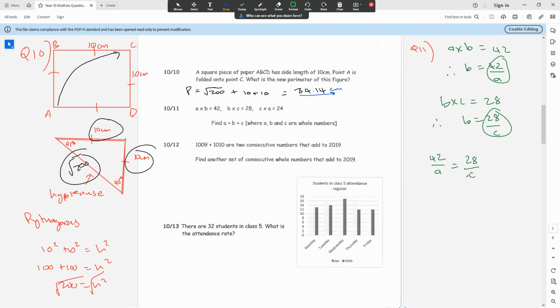And so if I bring one of them the other way, if I go A over 42, it will equal C over 28. And so A will equal 42C over 28. But at the same time, this last equation says A is equal to 24 over C. So we can equate those two. And so 24 over C is equal to 42C over 28.